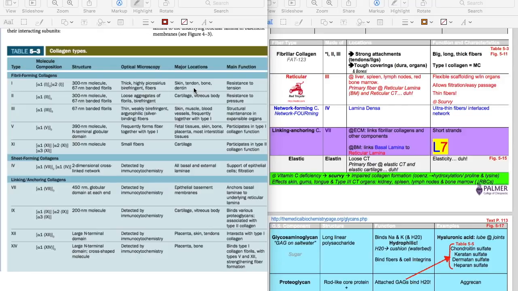But if you want to come back to this table, then you can review where things are found and the major function if you want to, because that can help you remember. That can basically help you remember locations, perhaps.